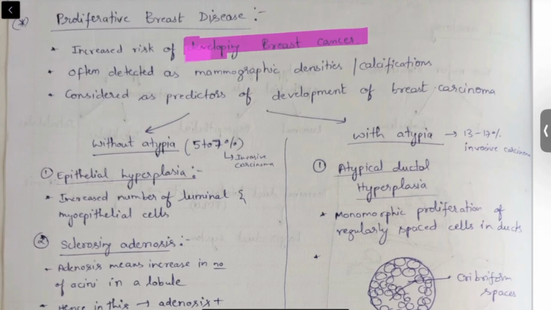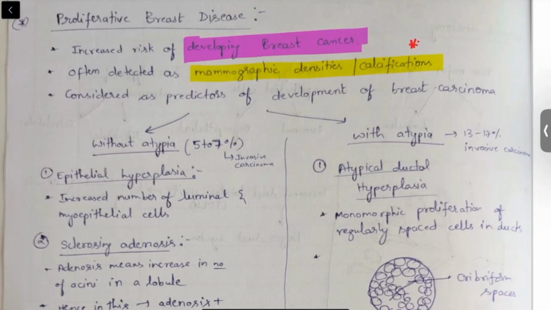Hence, we need to know about this disease, because if we diagnose the disease in this case, we know that this can progress into breast cancer, and so by treating this, we can reduce the incidence of breast cancer. For that reason, we need to know about all these conditions. These are often detected as mammographic densities or calcifications.